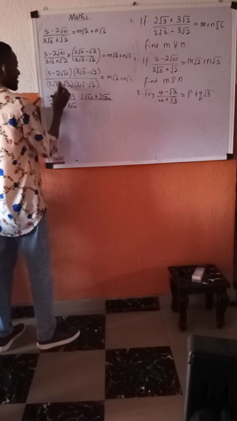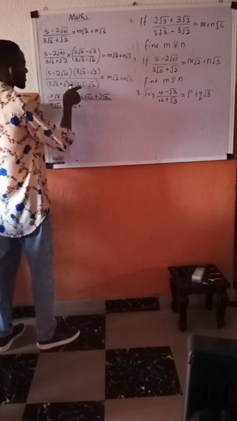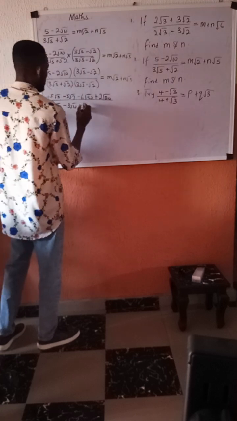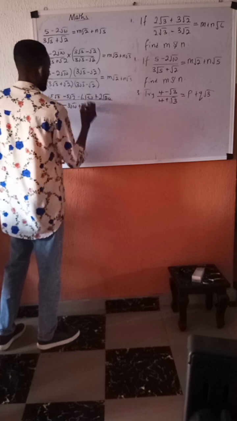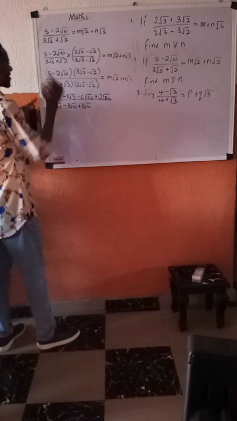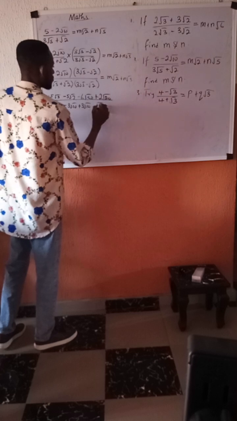I come back here. The sign here is what? Plus. So what I have here is root 2 times 3 root 5, which becomes what? 3 root 2 times 5, which is 10. Then the sign here is minus, the sign here is plus. Plus times minus is minus. Then root 2 times root 2 is root 4.